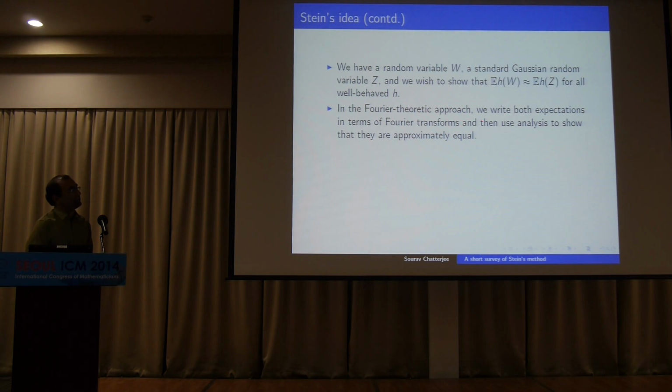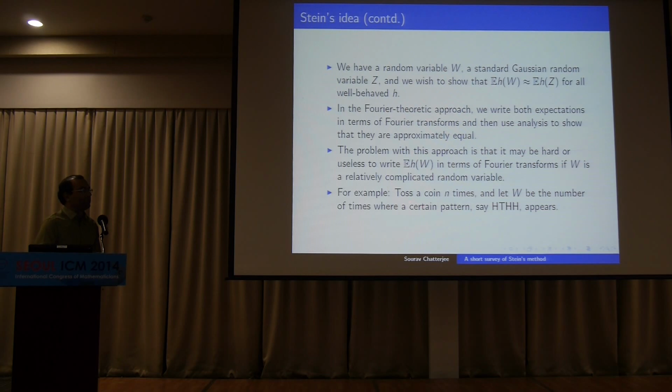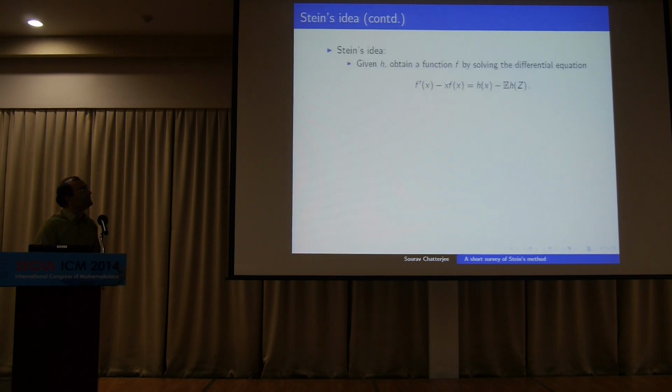And as I said, in the Fourier theoretic approach, you have Fourier transforms, and then you show they're approximately equal. But it may often be hard to write the explicit Fourier transform. So for instance, if you toss a coin n times, a very simple example, and W is the number of times where you see a certain pattern, HTHH, let's say, or some pattern like this. So you can write down the Fourier transform, and if you're a sufficiently powerful technician, you can analyze it, but it's already becoming kind of difficult to do this using Fourier transforms. And I'll come to an example where it's basically impossible to do using Fourier transforms later on.